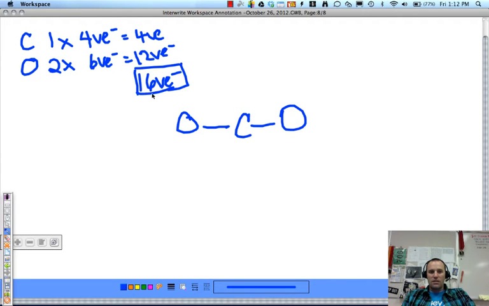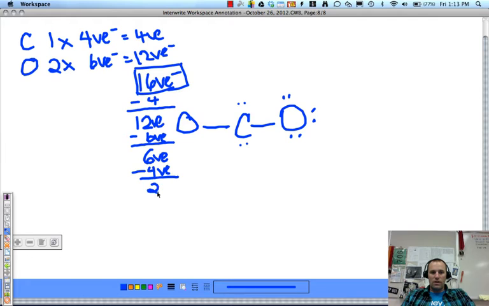How many of our 16 electrons have we used up so far in the picture? Well, here's 2, here's 4. Take away 4. We now have 12 valence electrons left to distribute. This oxygen needs 1, 2, 3, 4, 5, 6 electrons in order to make a complete octet. 2, 4, 6, 8. Okay, so we've used up 6. Now we have 6 left. This carbon needs 1, 2, 3, 4. Okay, look, 2, 4, 6, 8. So now we've used up 4 more. Now we have 2 left.